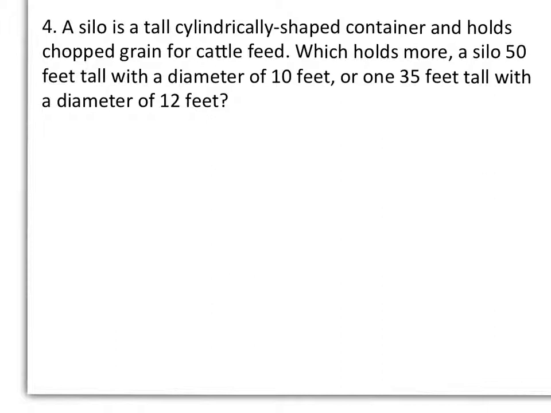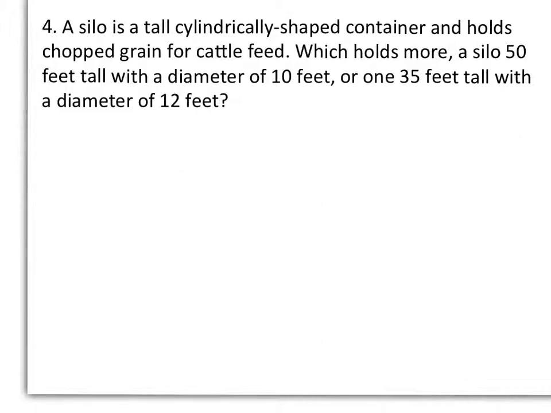Number 4 says a silo is a tall cylindrically shaped container and holds chopped grain for cattle feed. Which holds more, a silo 50 feet tall with a diameter of 10 feet, or one 35 feet tall with a diameter of 12 feet? Alright, so we need to find the volume of each silo to determine which one holds more.